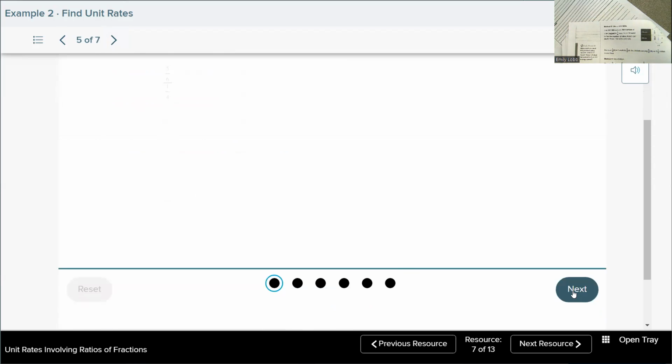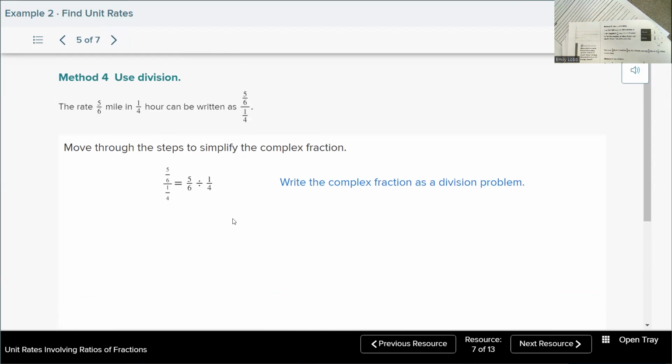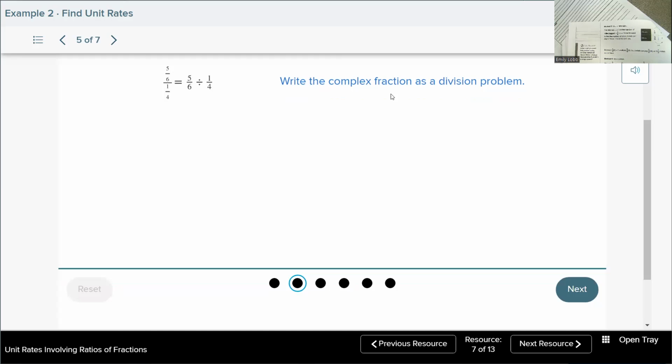So they're going to take us through these steps again. So you're going to rewrite it as 5/6 divided by 1/4. Can we divide fractions? No, we have to take the multiplicative inverse. So we're keeping the first, changing the multiplication and flipping the second. You see that they did that on the next step. So they wrote the complex fraction as a division problem, and then they're rewriting it as multiplication. They kept the first, they changed to multiplication. What was on the bottom went to the top. What was on the top went to the bottom.